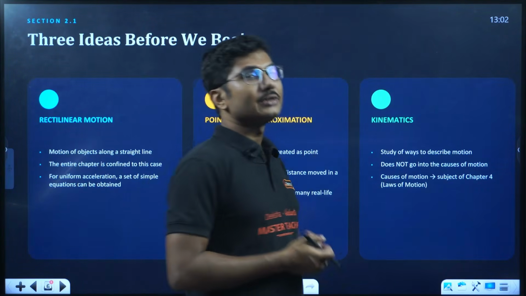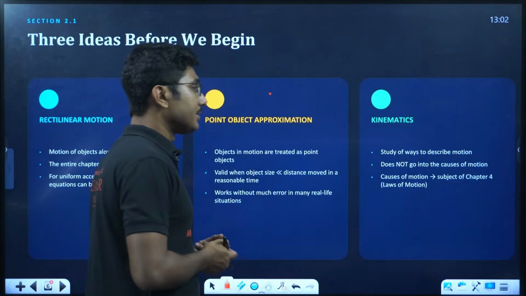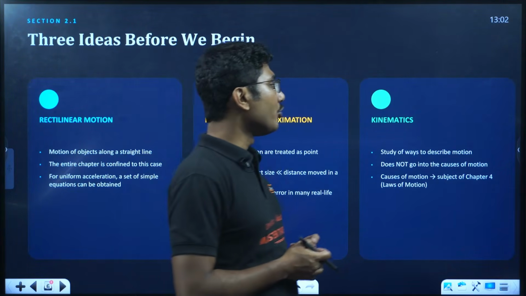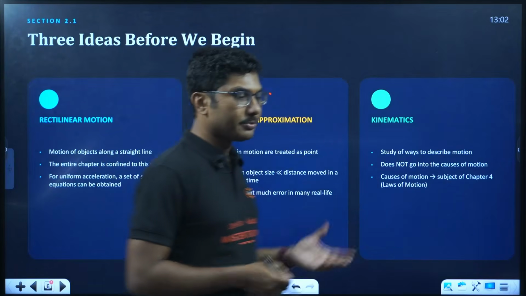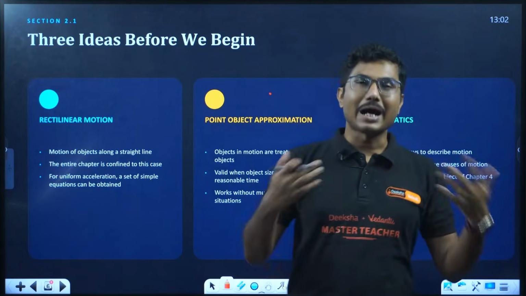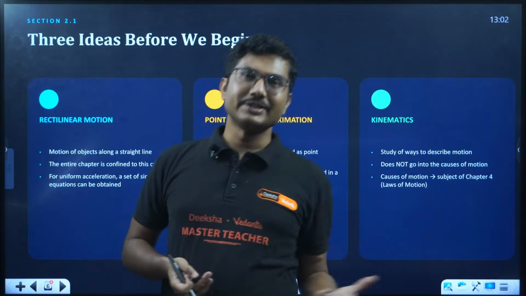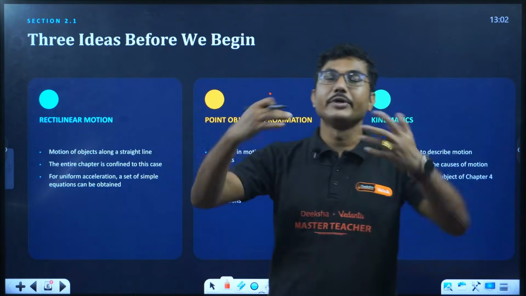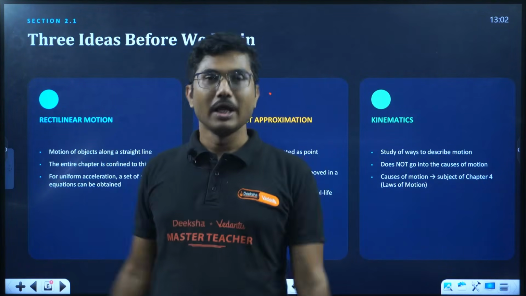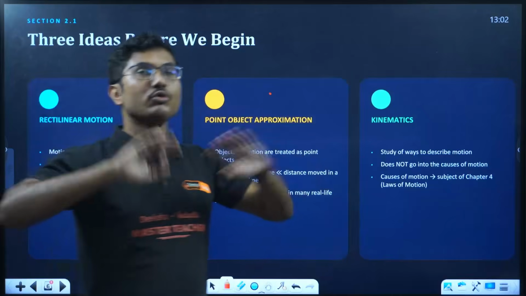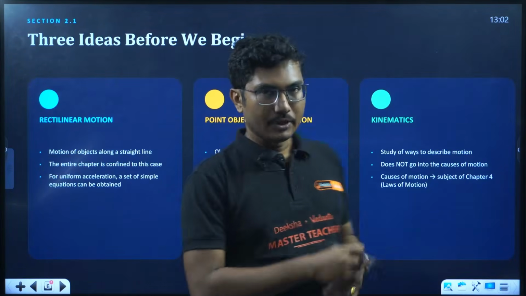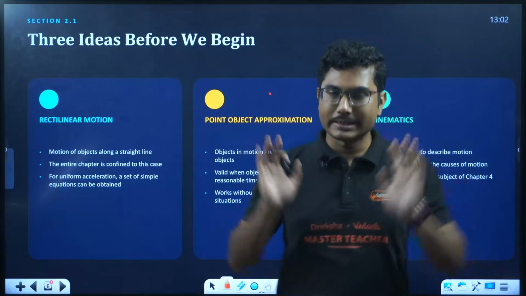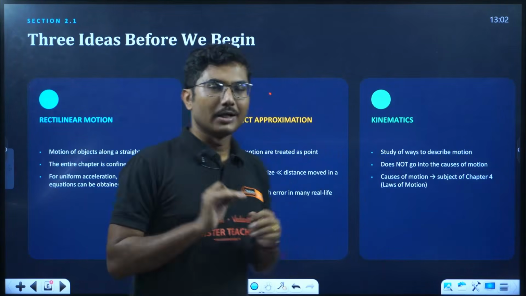Now, kinematics. What is kinematics? It is the study of ways to describe motion. It does not go into the cause of motion. Cause of motion means, a car is moving, why is the car moving? Because there is an engine which is burning fuel, which is applying a force on the wheels, and the wheel is rotating, and that's why the car is moving. We are not interested in all those processes in this chapter. We are only interested in whether the car is moving or not. Car is static, car is moving. That's it.